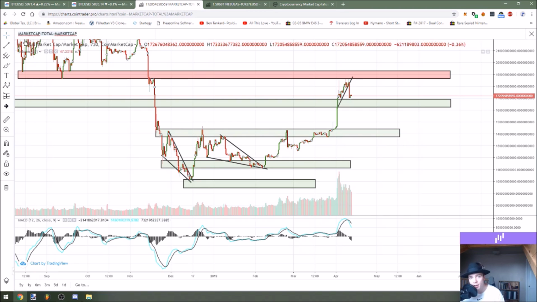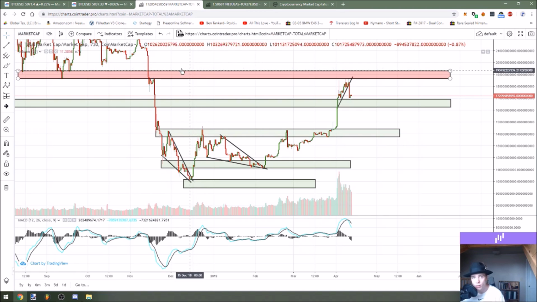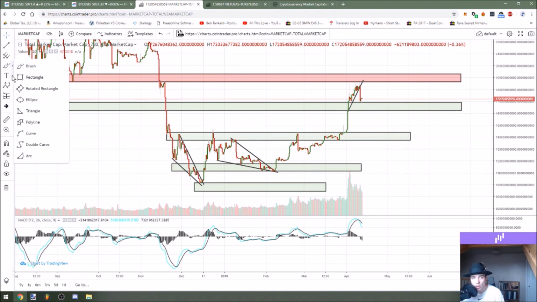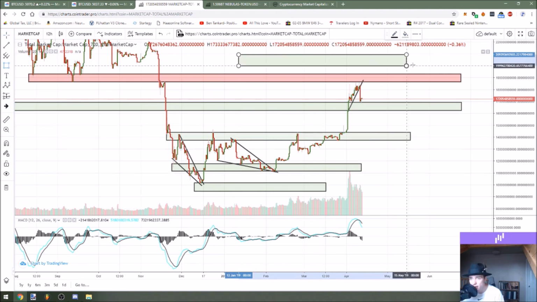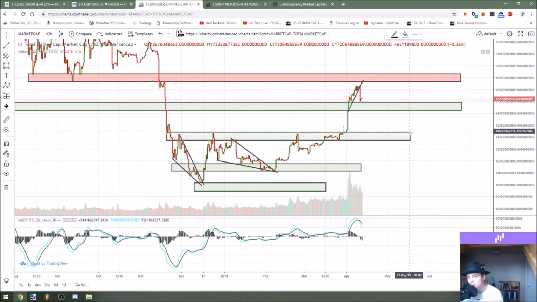charts.cointrader.pro and then under here type in market cap, and you'll bring up the total market cap chart. You can drop into the 12-hour and then grab these horizontal boxes right here, these rectangles, and start drawing your support and resistance accordingly. You can go ahead and pause the video right now if you need to look at the way that I've done it so you guys can do this as well.